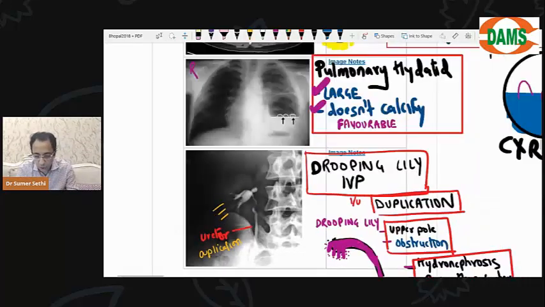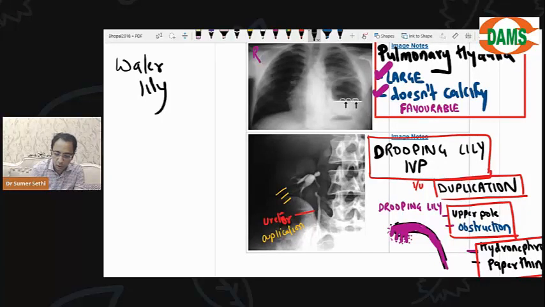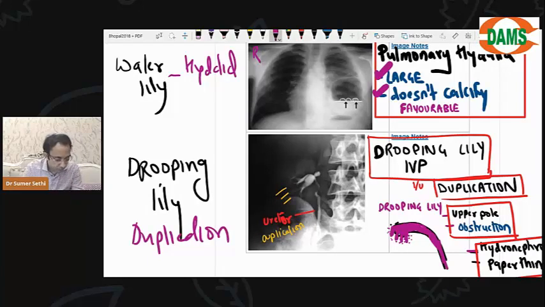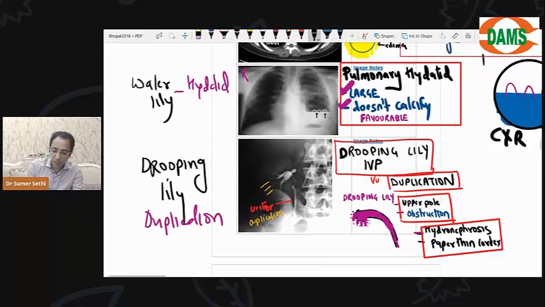Everybody understands? So the entire moral of the story is there are two types of lilies. There is a water lily flower, also called the camelot, and there is a drooping lily flower. So every lily will not be hydatid, look carefully at which one is asked, okay. Water lily, hydatid. Drooping lily, duplication. Don't worry if you don't know IVP so far. I will show you IVP signs also in due course, and then I'll explain how it is happening. Here my goal was only to make a flashcard on lilies.